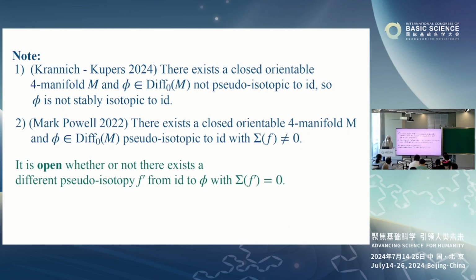And Mark Powell has an example of a diffeomorphism pseudo-isotopic to identity with non-vanishing Hatcher-Wagoner invariant. But it's possible that in this case, there's another pseudo-isotopy, and maybe that one is trivial. But in any case, right.